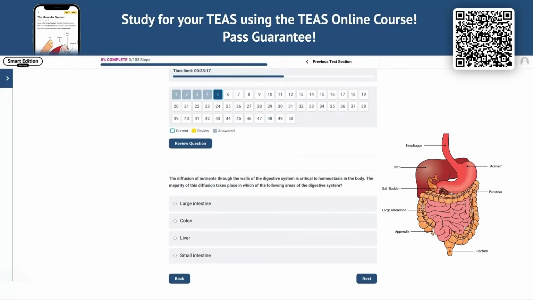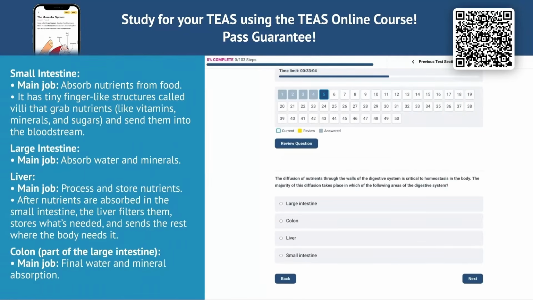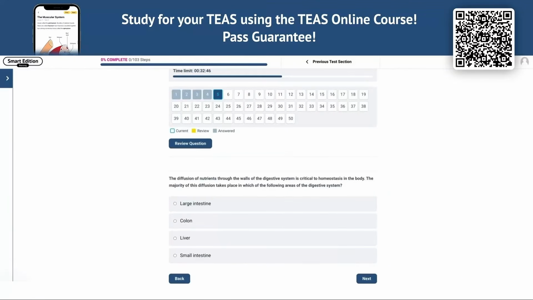Well, let's talk about why the other options are incorrect. So, large intestine. The large intestine mainly absorbs water and some minerals, but it does not play a major role in absorbing nutrients from food. By the time food reaches the large intestine, most of the nutrients have already been absorbed. The colon is part of the large intestine and has a similar role in absorbing water and minerals. It helps to form solid waste, but it's not involved in the significant absorption of nutrients.